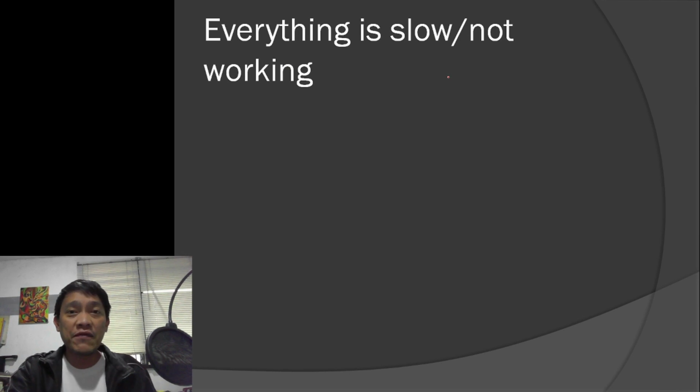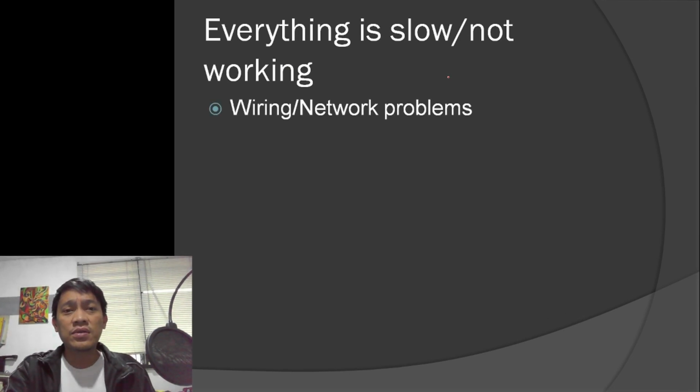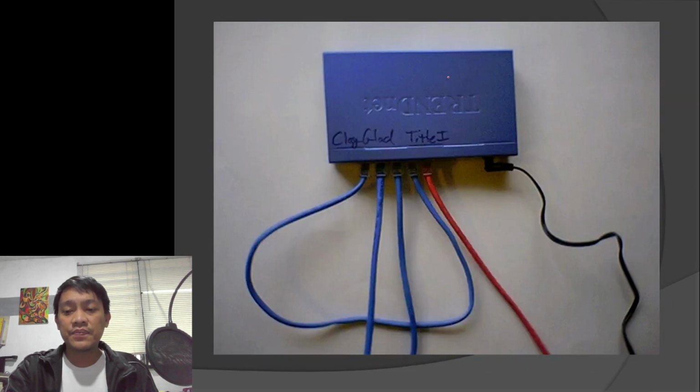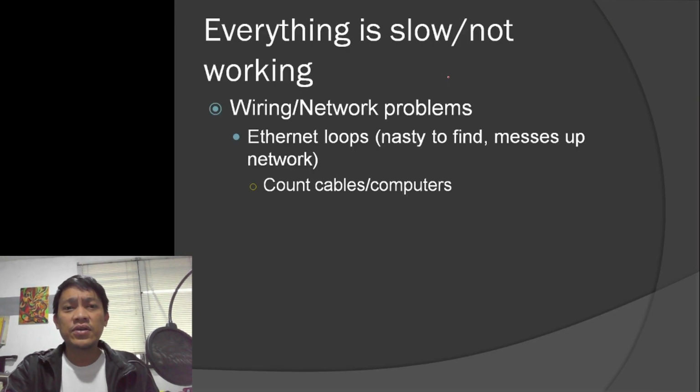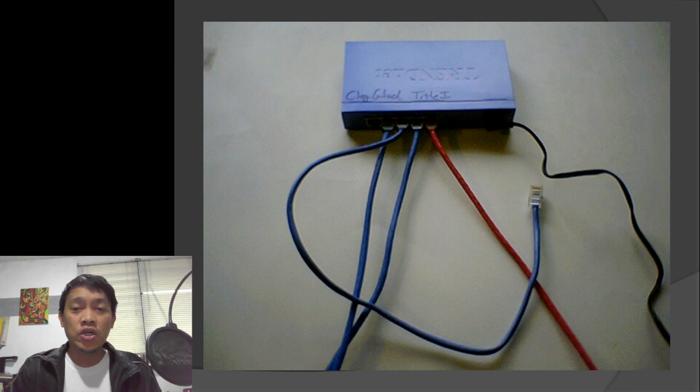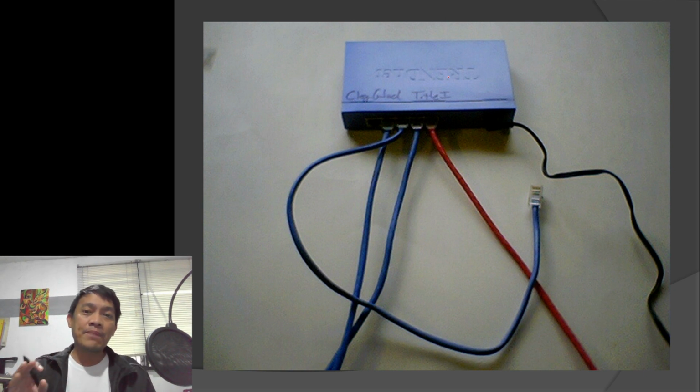Okay, so in a problem where everything is slow or not working, it may be a wiring or network problem. So it may have an Ethernet loop. It's nasty to find and messes up the network. So ito yung tinatawag na Ethernet loops. This is a very simple mistake on a network, but it really gives an effect to the entire network. So always consider na itong problem na to is very crucial to the network because talagang even a single cable can affect the entire network.